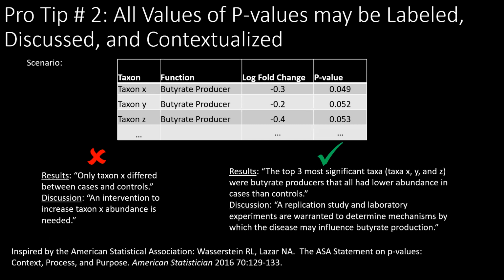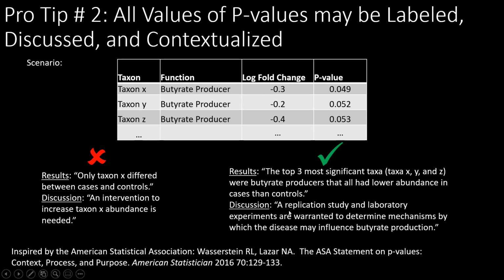Specifically in this case, noting that the 3 most significant taxa all have the same function. Sure, those second or third ones don't reach the threshold of 0.05, but it's still noteworthy that they all have the same function. So we could say something like, well, the top 3 most significant taxa were butyrate producers that all had lower abundance in cases than controls. So not only their function, but looking at their measure of association and looking at the fact that they are all going in the same direction.